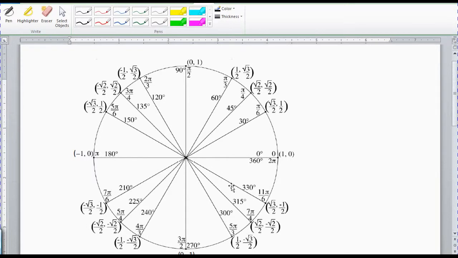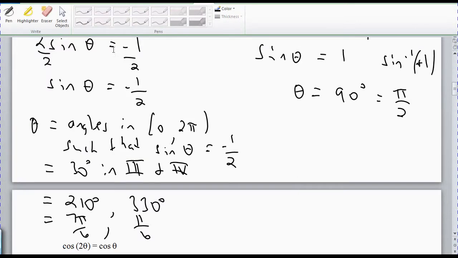210 is 7 pi 6, 330 is 11 pi 6, and then where the sine is 1 is at pi halves. So that means that my solution is pi halves, 7 pi 6, and I forgot my pi over here, but as long as you put it in somewhere, you're fine. And that's the answer for that one. So, using trig.